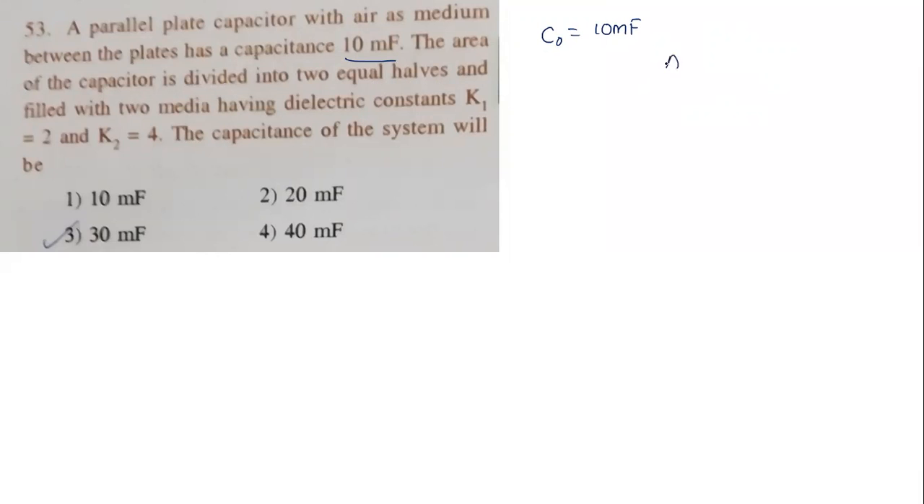The area of the capacitor is divided into two equal halves. The area becomes A by 2 and is filled with two media having dielectric constants K1 and K2.